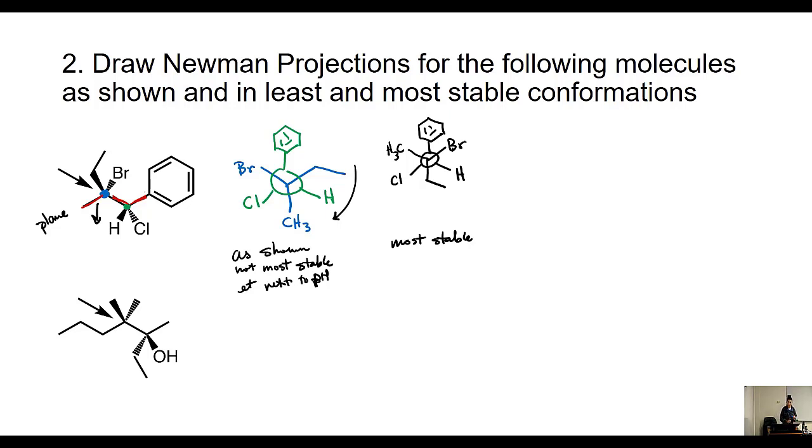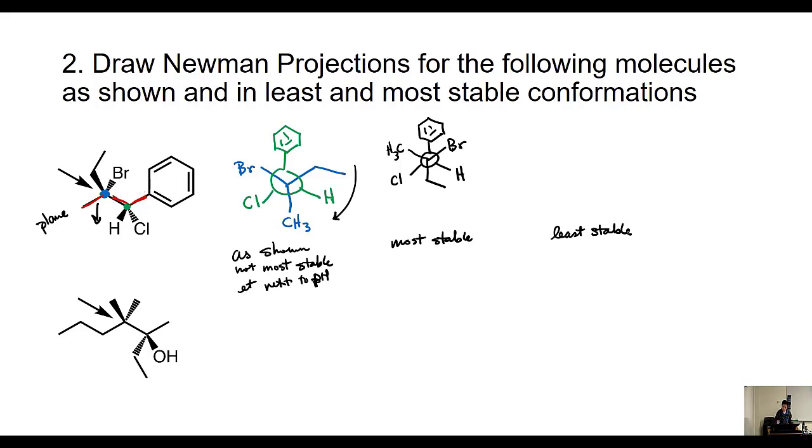Now I'm going to do my least stable. So, least stable is going to be the exact opposite. I'm going to put my two biggest groups right next to each other. So, I'm going to do an eclipsed position and put them right next to each other to make it the least possible stable one. Obviously, some tests will ask you to do this. I just want us to understand the concept of it. So, I feel like he's going to ask us to do this. All right, well, then y'all are well prepared.